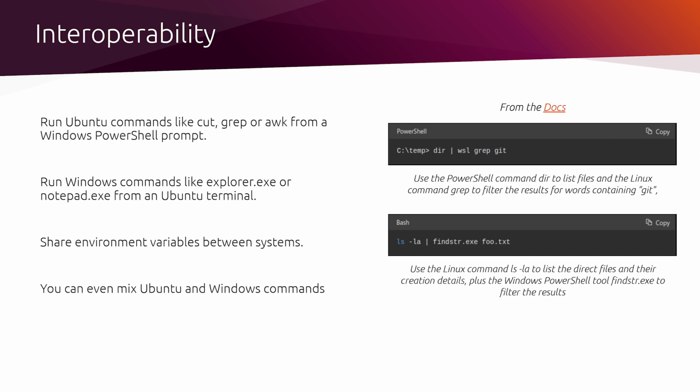Another interesting thing, you can share environment variables between the systems. So imagine you're writing a PowerShell script, setting environment variables, and then executing a bash script and seeing the variables from inside your bash script. So you can imagine the power to do CI, for example. You can mix both.